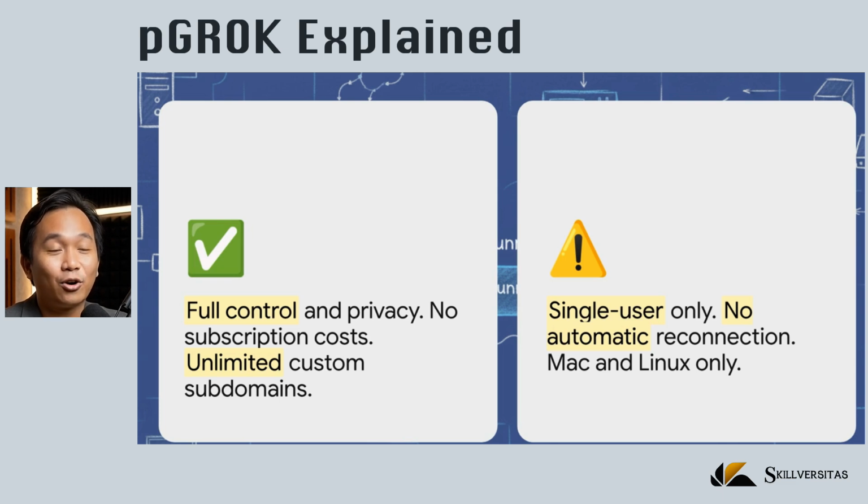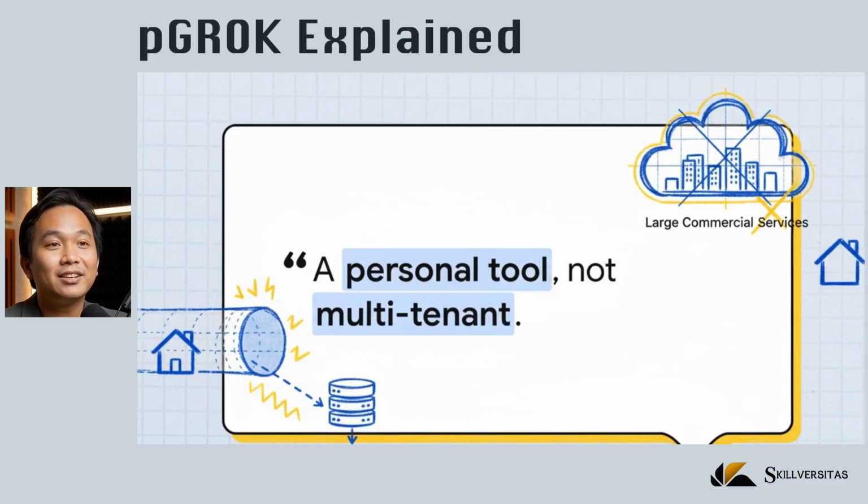But on the other side, there are some limitations to keep in mind. It's a single-user tool. Right now, it's just for Mac and Linux, and it doesn't have some of the more advanced features, like automatically reconnecting if your internet cuts out. And really, this all gets boiled down to one perfect line from the project's own documentation: a personal tool, not multi-tenant. That just says it all. It isn't trying to be a huge commercial service. It was designed from the ground up for one purpose: to be your private, personal bridge to the web.